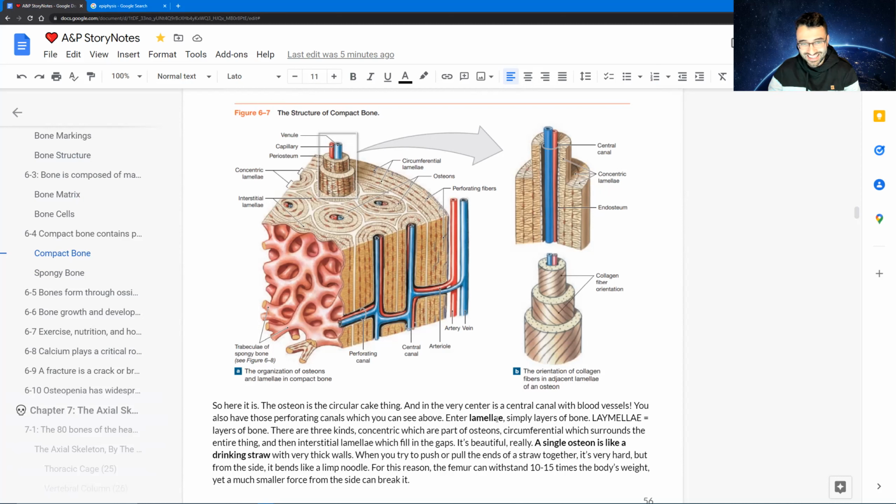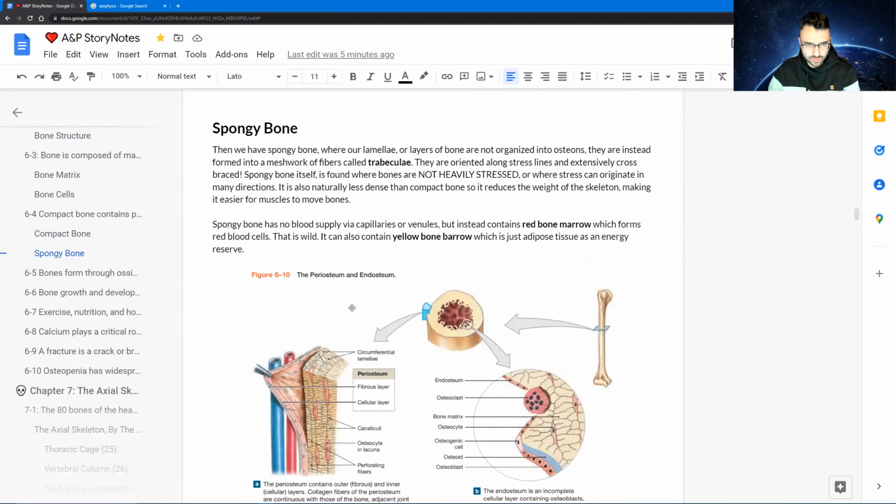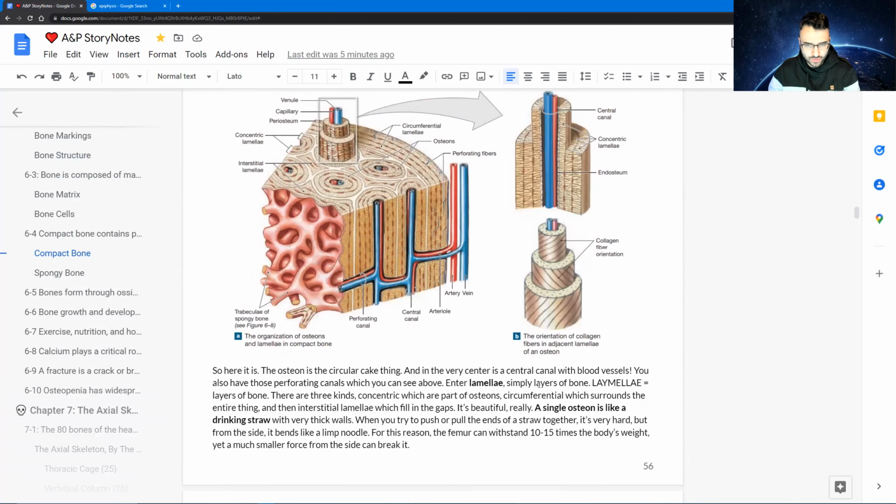Then we have something called lamellae, or lamella. Let's see if we can find this on the picture. These little tiger lines here, which are simply layers of bone. So lamellae, layers of bone. There are three kinds: concentric, which are part of osteons; circumferential, which surround the entire thing. This is circumferential lamellae here. And interstitial, which you can see these little triangles here. It's beautiful, really.